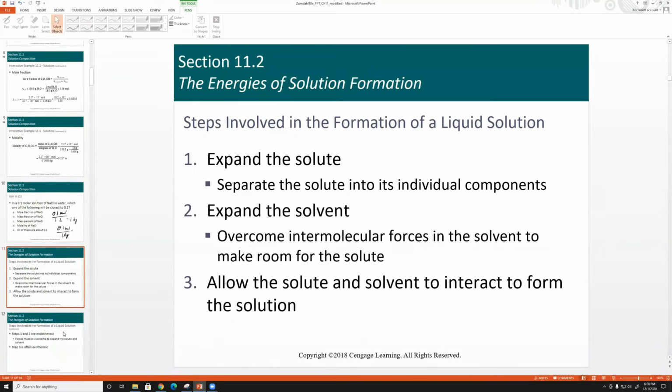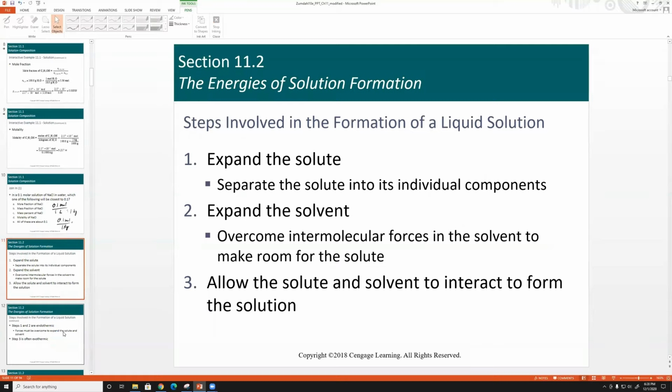Okay, moving on. So the steps involved in making a liquid solution. Now, we don't really think about this. We kind of just think they mix together. But more specifically, here's what goes on. There's three different steps. The first is that the solute gets separated into its components.